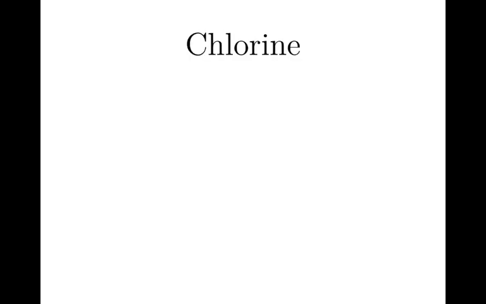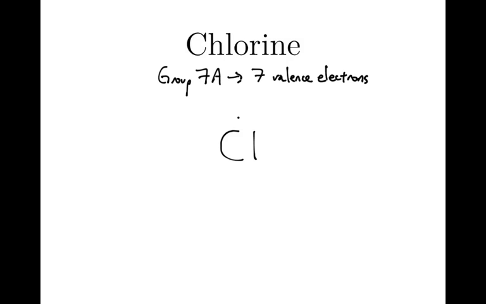Chlorine is in group 7A of the periodic table. Therefore, it has 7 valence electrons. The periodic symbol for chlorine is capital C, lowercase l, and since it has the same number of valence electrons as fluorine, it will just look like that.